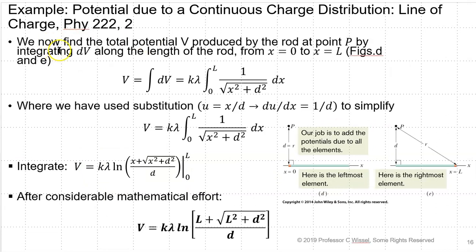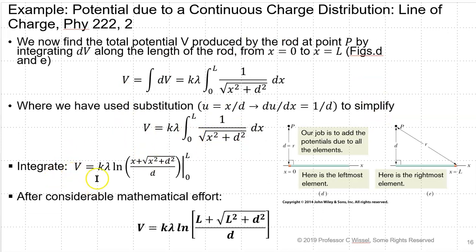Now we're going to integrate. V equals the integral of dV. We can pull the K and the lambda out because they're constants. Now we integrate over the length of the rod from 0 to L of 1 over the square root of x squared plus d squared dx. We've used the substitution u equals x over d and du/dx equals 1 over d to simplify. So we take this integral and we integrate.